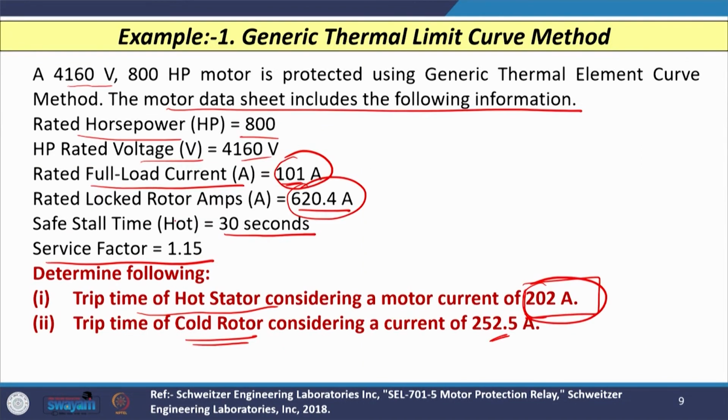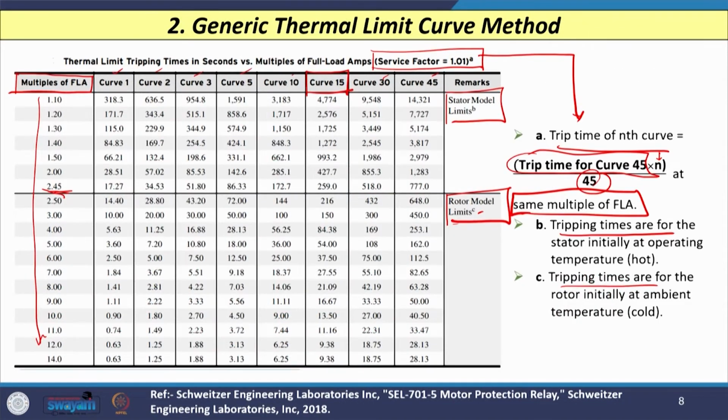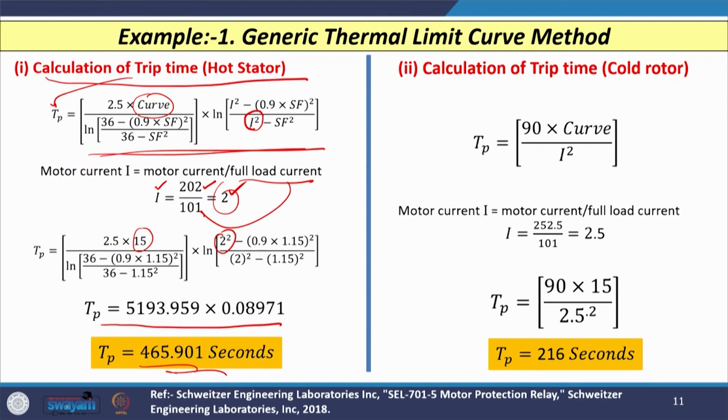So, you can say that when we consider the value, that is 2 for curve number, let us say here 15, then value comes out to be close to 427 and here whatever we have calculated, that comes out to be 465 seconds. So, which is very close to the value given in the table.